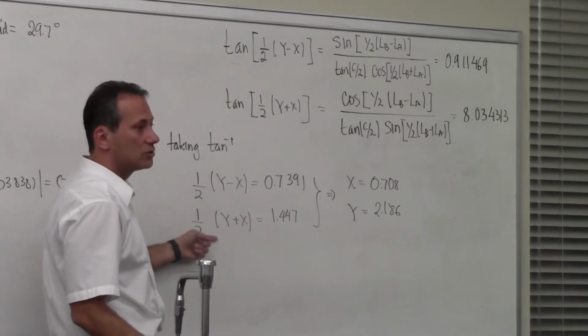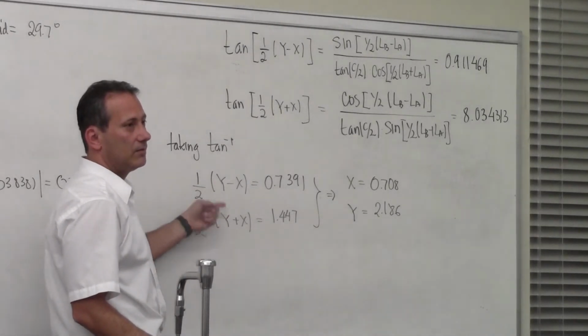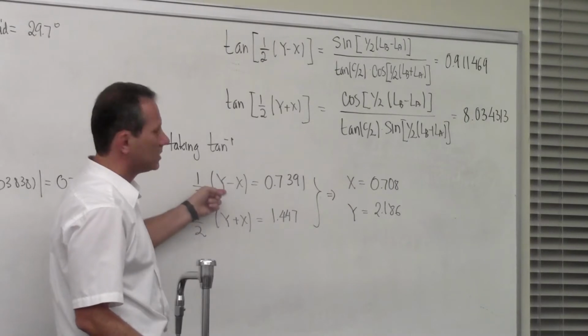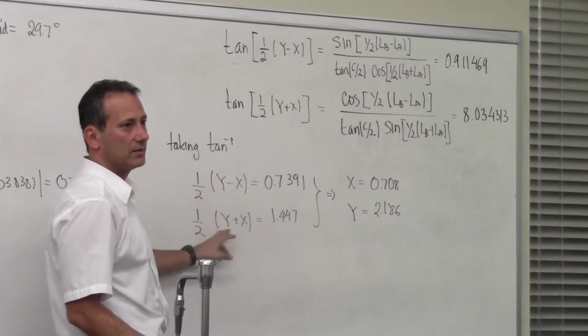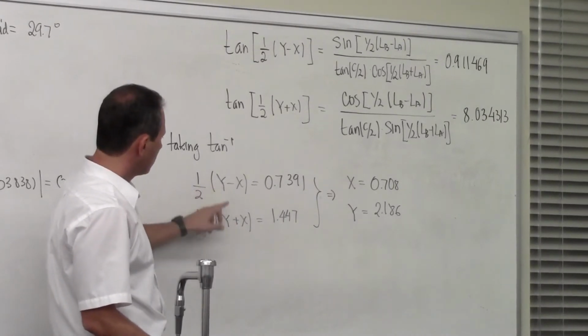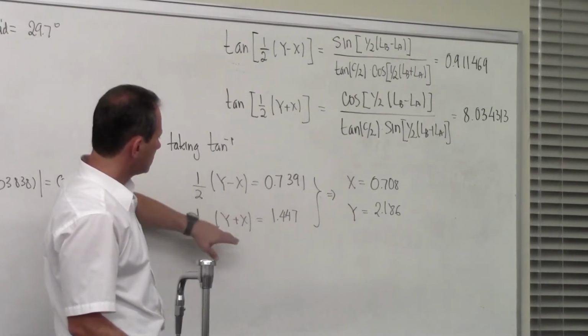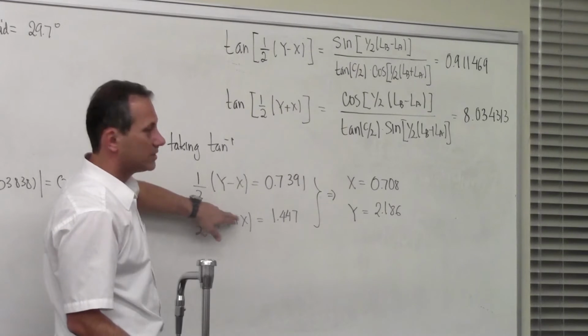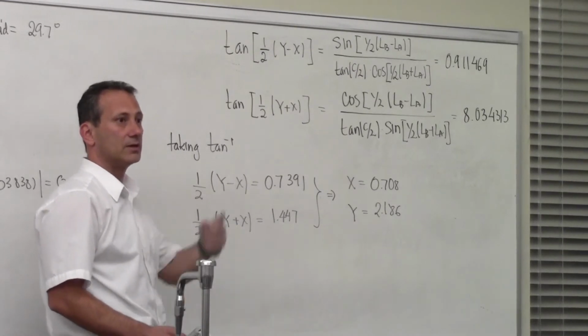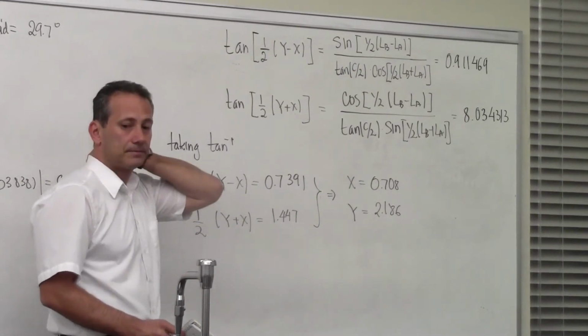How do you get x and y from this equation? If you sum these two, you get y. If you take the difference, this minus this one, you get x. You see that, right? You sum, you get y, and x is cancelled. If you take this minus this, you get y's to cancel and you get x.